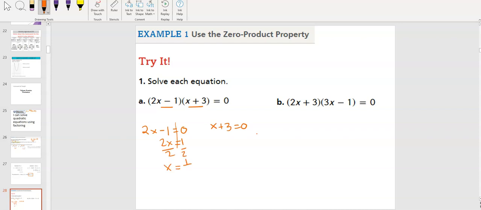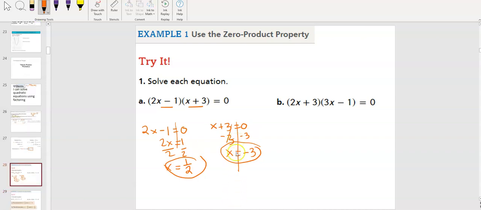So my one possible solution is 1/2. And then over here, I'm going to subtract 3 from both sides, and I'm going to get x is equal to negative 3. So my solutions here should be 1/2 and negative 3. So what you're going to do now is do the same thing for the B over here. Go ahead and solve using the zero product property.